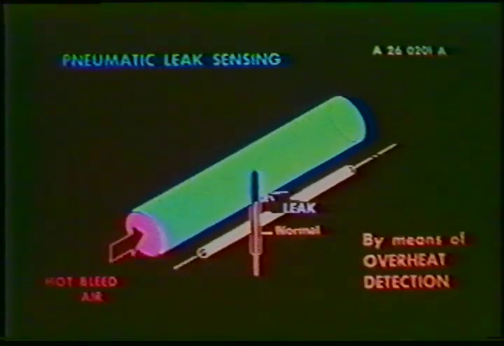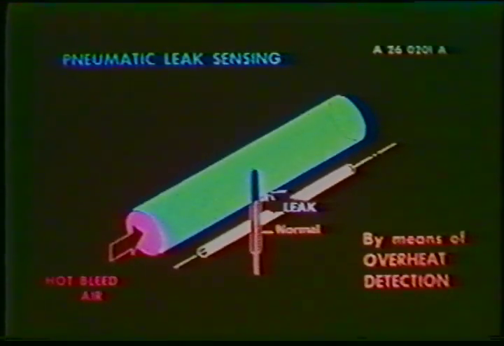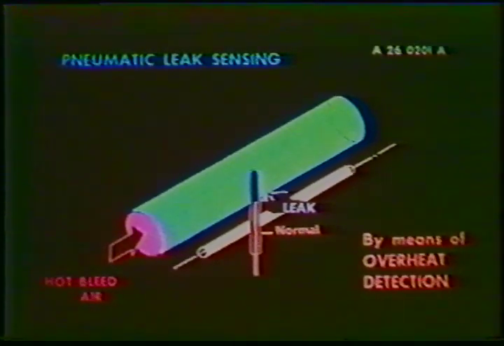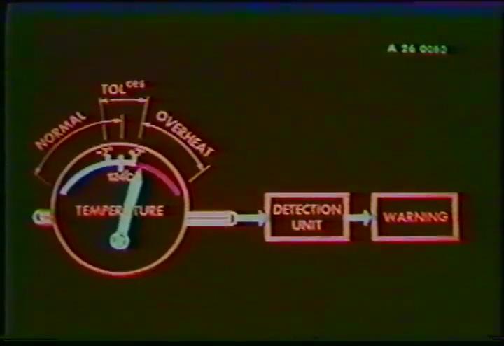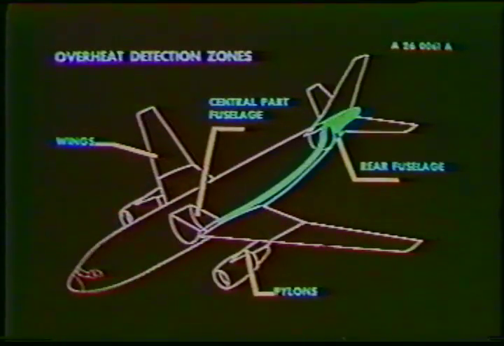Now that we have covered detection, warning, and extinguishing for the areas associated with smoke detection and fire detection, it is time to view the pneumatic overheat detection. Pneumatic leaks are sensed by continuous loops on the outside of pneumatic ducts. They are similar to those used to detect engine and APU fires. The loops are calibrated according to the zones they protect. This visual shows the general zones where overheat protection is provided.